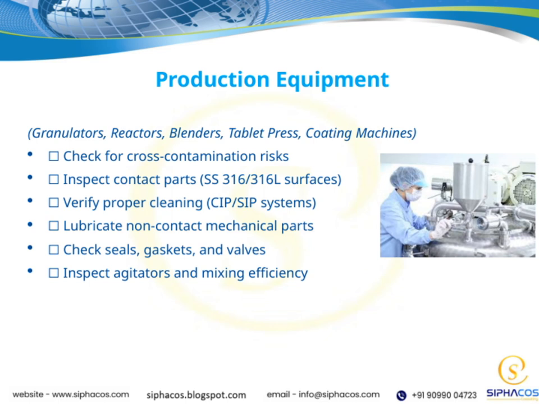Additionally, don't forget to lubricate the non-contact mechanical parts. Proper lubrication helps keep equipment running smoothly and reduces downtime. It's equally important to check seals, gaskets, and valves for signs of wear or damage, as these components are vital for maintaining the integrity of the process environment. Lastly, we need to inspect agitators and assess mixing efficiency to confirm that our blending processes are consistent and effective. All of these steps tie back to our overall goal, maintaining high quality and safety standards throughout production. Regular maintenance and inspections like these are fundamental to achieving that.